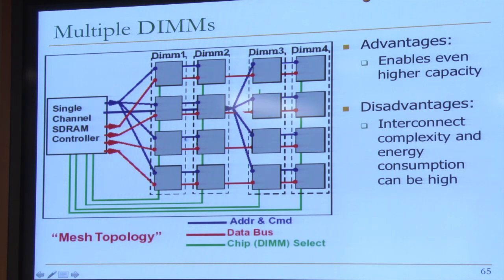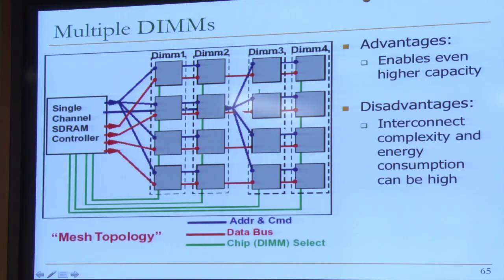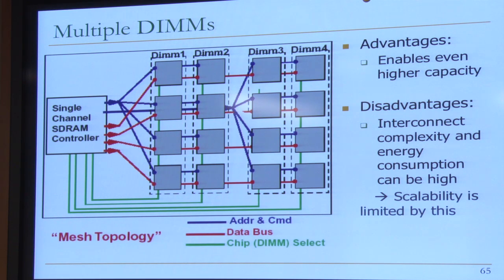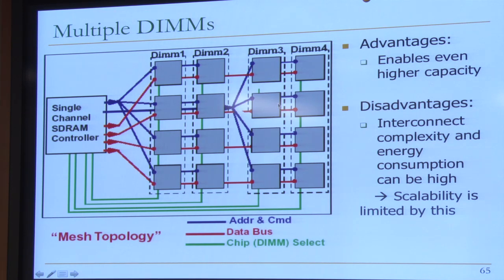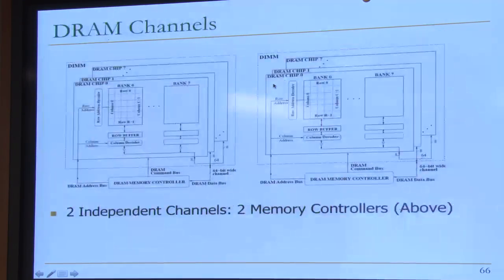And you don't need to know about the topology over here. We'll get back to the interconnect. But this becomes more complicated. And the energy consumption can be high, because these are actually wires that are going through the board, right? And your scalability eventually becomes limited by the complexity of this interconnect and the energy consumption. That's one of the reasons it becomes more difficult to scale the size of the memory. Okay? Okay, channels.